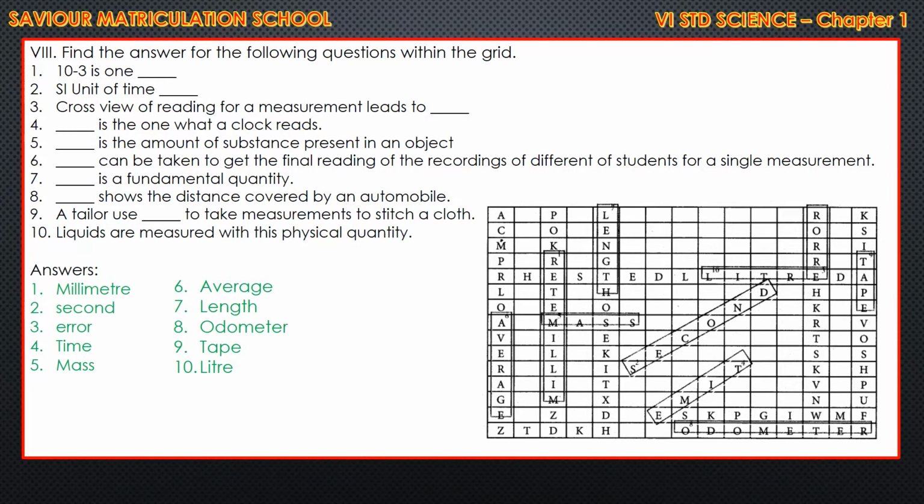Fifth one, answer is mass. Mass is the amount of substance present in an object. Then sixth, average can be taken to get the final reading of the recordings of different students for a single measurement. So the answer is average. Seventh, length is a fundamental quantity. Eighth, answer is odometer. Odometer shows the distance covered by an automobile. Ninth, a tailor uses tape to take measurements to stitch a cloth. 10th, liquids are measured with this physical quantity. So the answer is liter.